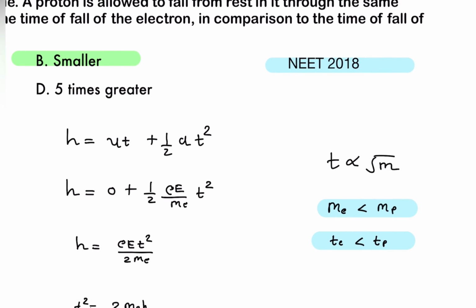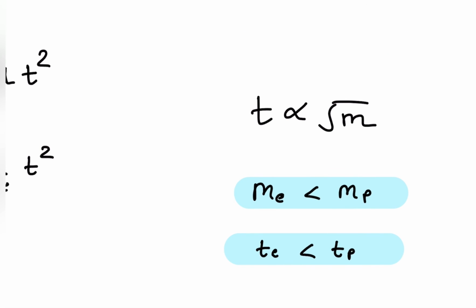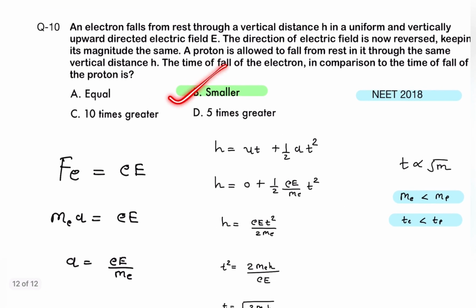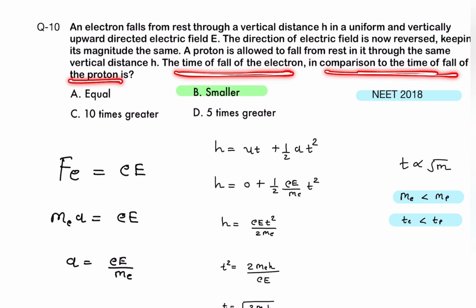So from this equation, since the mass of electron is less than the mass of proton, the time taken by electron in falling as compared to the time of proton is very less. So smaller is the answer, that the time of fall of electron in comparison to time of fall of proton is very less or smaller. That option number B is correct.